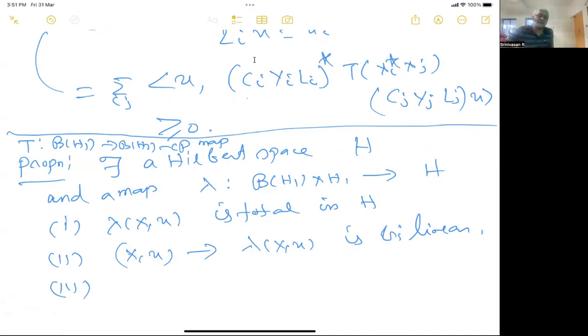So this is just, let me write it and then show it to you. Lambda of x1 u1, and then you take the Hilbert space inner product with lambda of x2 u2. That is going to be given by the kernel, which is just u1, T of x1 star x2, u2, right? We may not have time to finish it, I will recall it again. So we will just finish this proof and then stop.